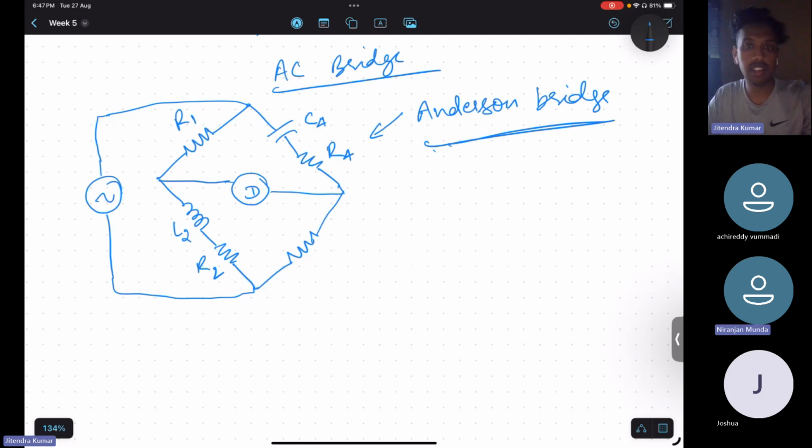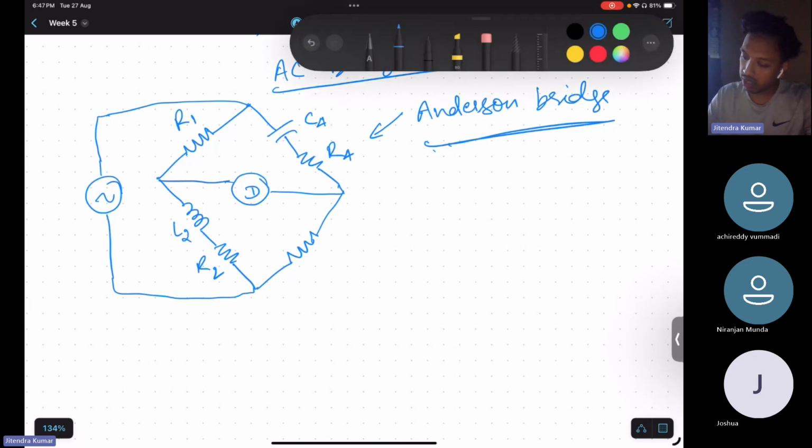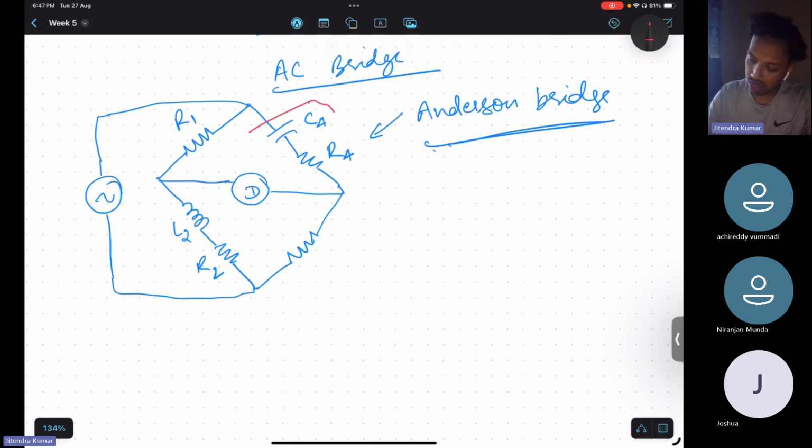If you simplify the Anderson bridge, you will observe this bridge. There was a star-delta conversion also, but after conversion and simplification, that bridge turns into this kind of circuit. So here we need to find out the dissipation factor in C4 R4, which is variable, and in L2 R2, you need to find out the quality factor.